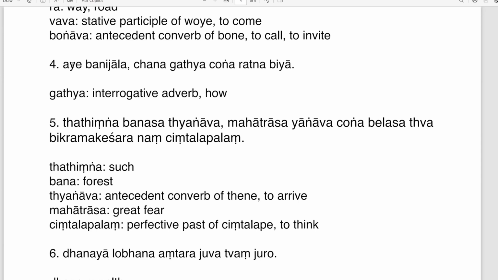Aye is the interjection. Panjala is merchant. Chana is the ergative form of the second person pronoun you. Gate is how. Jonga is the stative participle of be, which means that which is or that which exists. Ratna is the jewel. And Bia is the perfective participle of give, which is used here because it's the second person. Yes, exactly. Perfect parsing.